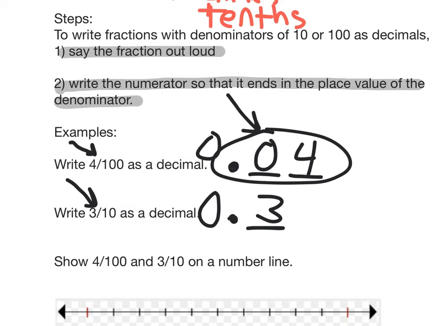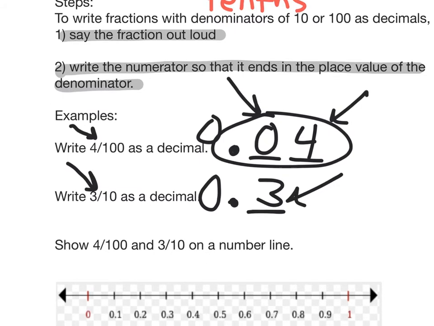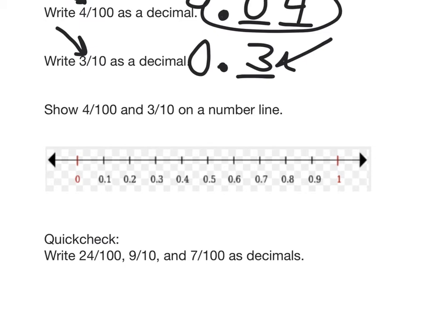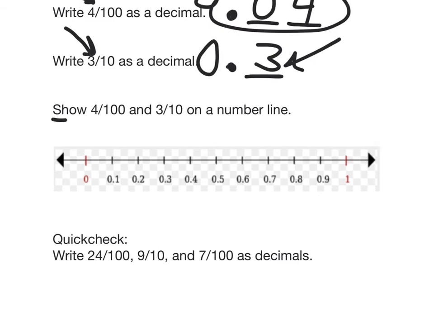If it's hundredths, you write the number so that it ends in the second place after the decimal. If it's tenths, you write it so that it ends in the first place after the decimal. Other things that you're going to need to know how to do. You're going to need to know where those numbers are on a number line. Okay, so last example to put into your notes. Show 4/100ths and 3/10ths on a number line.